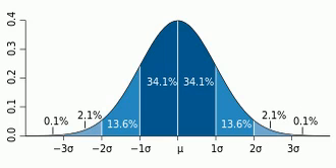Can you derive the mean and variance of the uniform distribution U(a, b)?